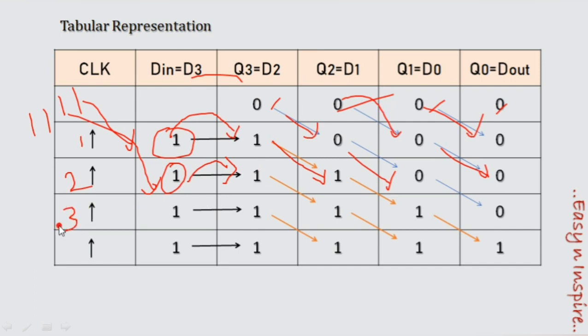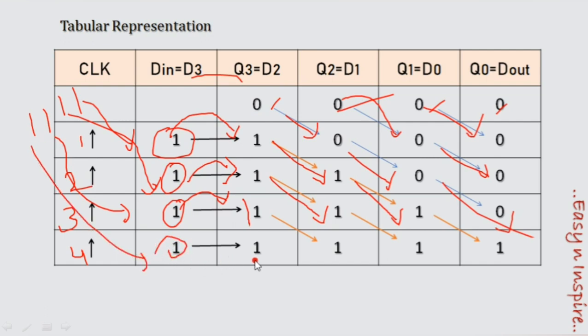After applying the third clock pulse, this is my input and it is going to produce output here. So this input here and this is 1. Okay. So D2 is 1. So it is going to produce Q2. So similarly Q1, Q0. Similarly after the fourth clock pulse, the fourth one is also applied here and outputs are 1, 1, 1, 1. So this is what my tabular representation is.